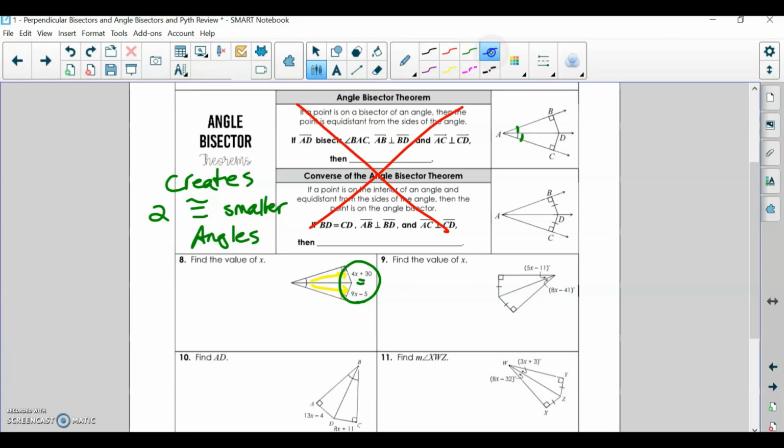So we'll use blue one. 4x plus 30 equals 9x minus 5. You got it, Saji? What you got? Oh, you don't have it. Oh, you're supposed to be working it and you forgot. Oh, okay. So this is going to be 5x. This is going to be 35.